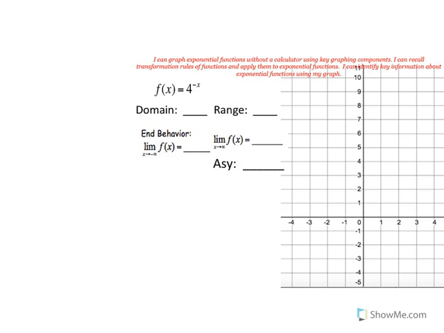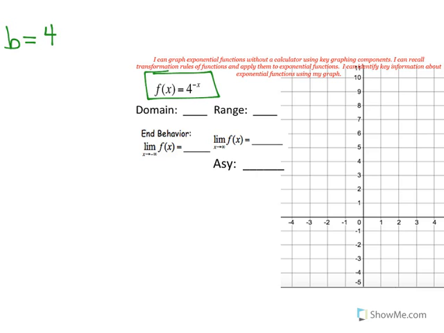Here is your second example. We've got f of x equals 4 to the negative x power. Before you start doing anything else, I would suggest getting into the habit of writing out all the information that you know from this function. Okay, so first thing, do you know what the base is? For this function, the base is 4.